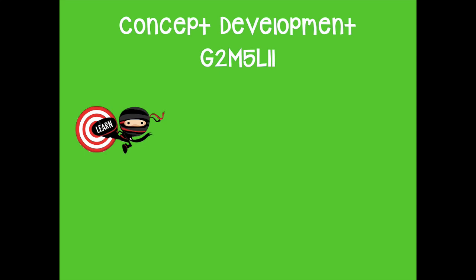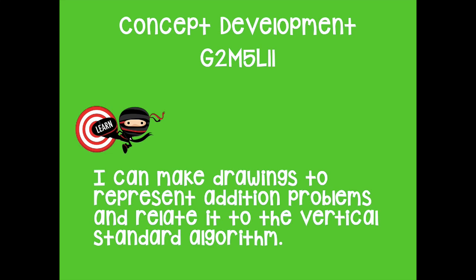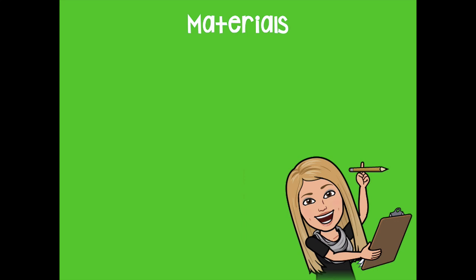Today we're going to continue our work from our previous lesson where we're using our place value chart and our vertical form to help us add numbers. So our learning goal for today says, I can make drawings to represent addition problems and relate it to the vertical standard algorithm or the vertical form. The materials that you'll need for this lesson are just your dry erase board. So make sure you have that before we get started.